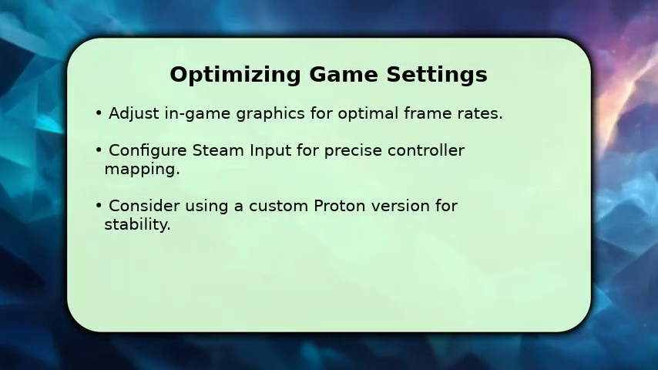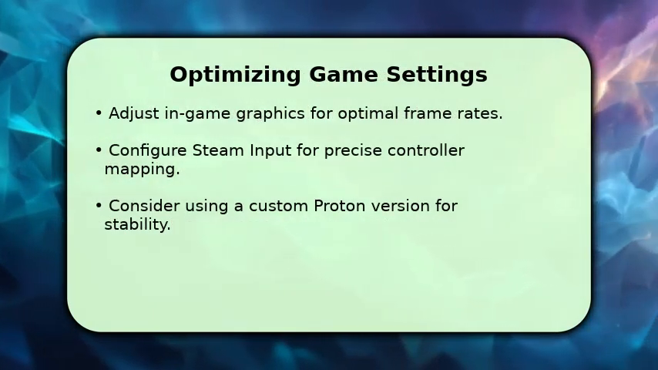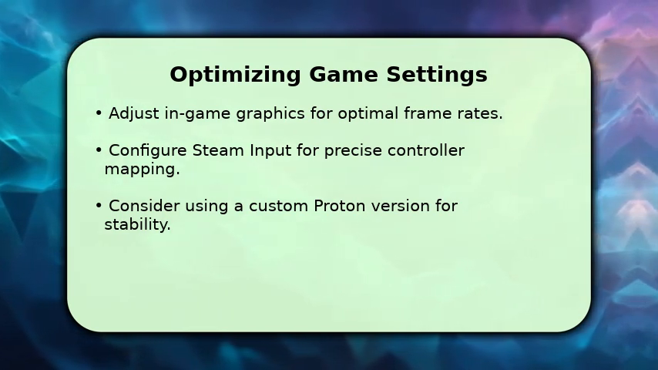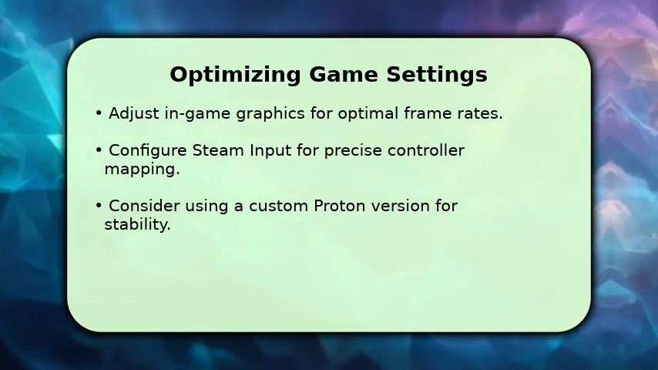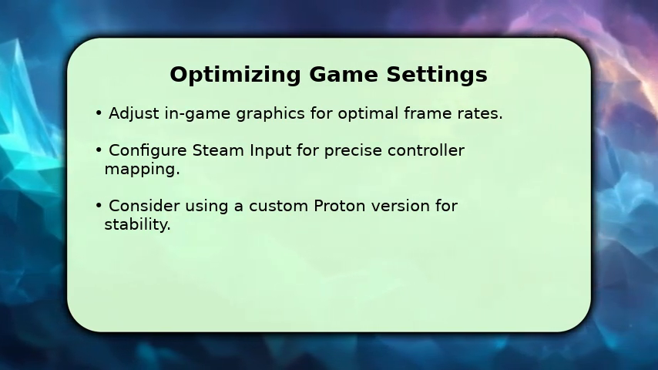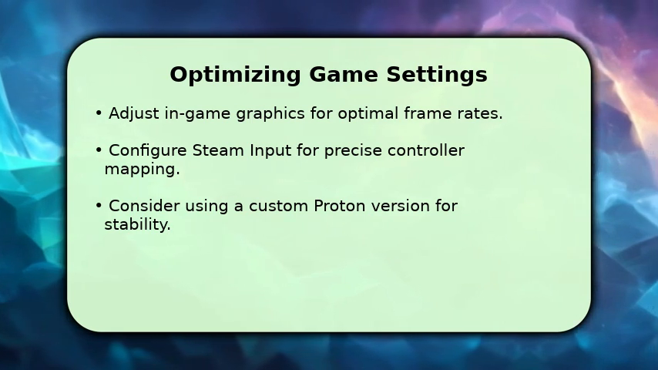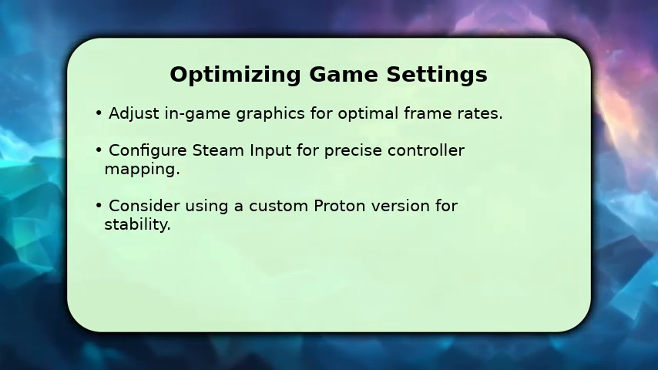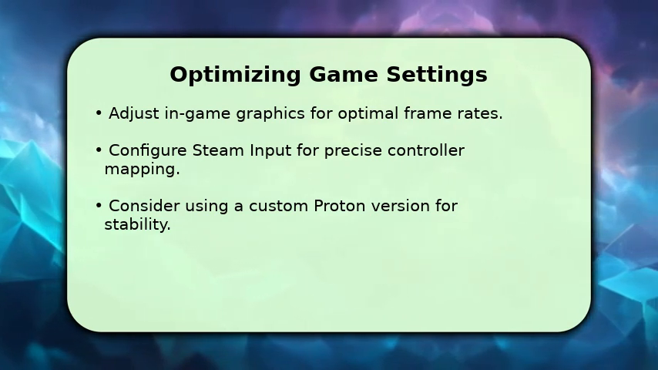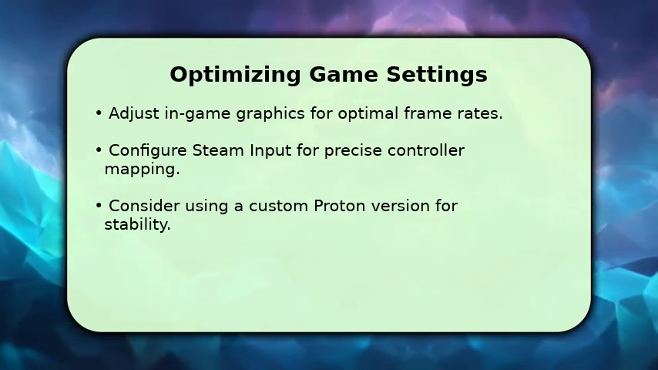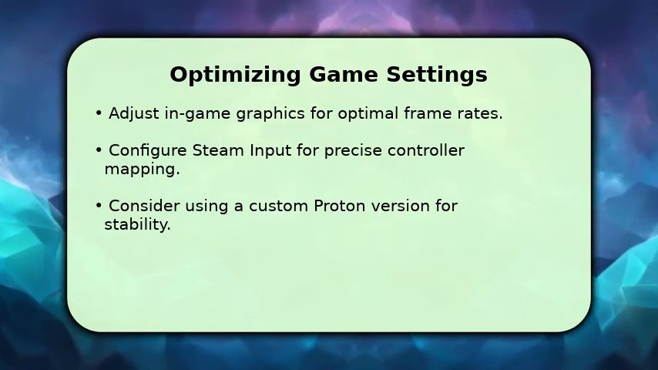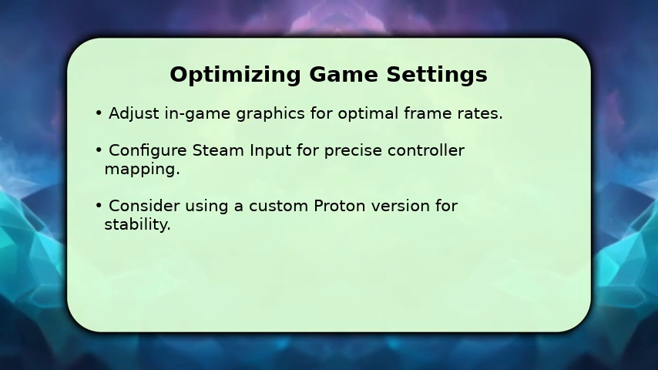Next, optimize your in-game settings for the best performance. Adjust graphics options like resolution and texture quality to achieve a stable frame rate, ideally 60 frames per second. Utilize Steam Input to meticulously map your controller buttons for precise gameplay. Sometimes, experimenting with a custom Proton version can enhance stability and overall compatibility. Matching the display resolution to your Steam Deck screen is also crucial.